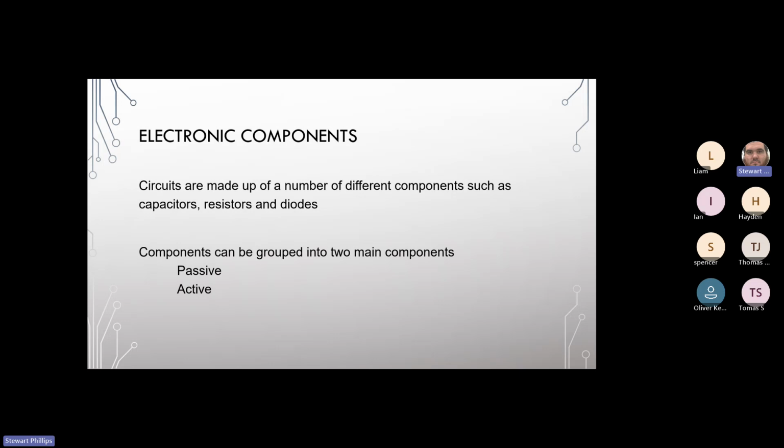Cool. So electronic components. Circuits are made up of a number of different components, such as capacitors, resistors, and diodes. Components can be grouped into two main types, passive and active. Most electronic circuits can be simplified down into multiple stages, each made of 2 or 3 components. Passive components do not contain a semiconductor. Active components contain a semiconductor. So you would consider a diode an active component, whereas a resistor would be a passive component.